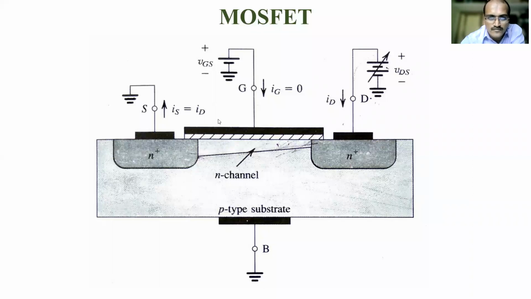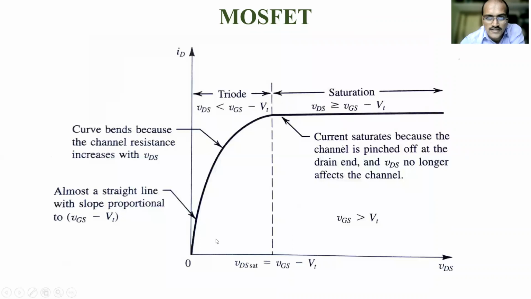So this is the curve showing the regions, as we have seen in the transistor: cutoff, active and saturation region. Similarly in MOSFET. This is the VDS applied, and this is the output drain current, and we are applying the VGS, which is greater than VT. This is called the VDS saturation value, which is equivalent to VGS minus VT.